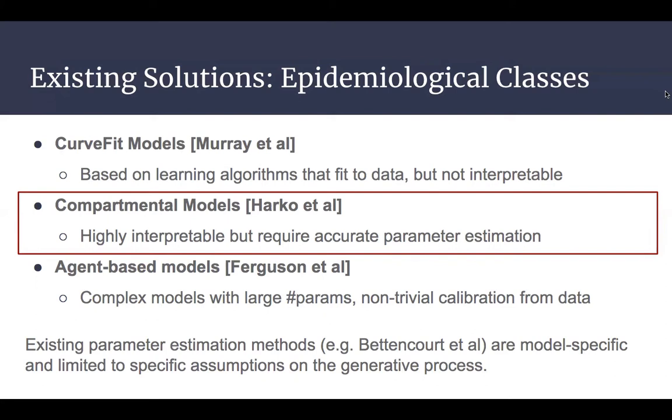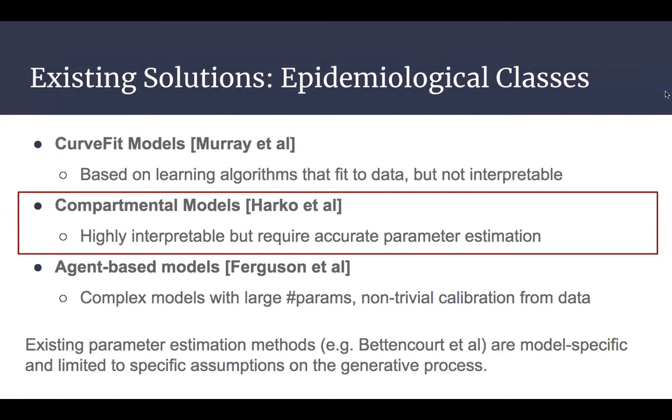The second category of models is compartmental models. Here, the whole population is divided into different compartments based on the stages of the disease, and people move between the compartments at some rates. Examples of such models are SIR and SEIR. The benefit of this family of models is their parsimonious and interpretable nature. They don't have a large number of parameters, but their parameters need to be accurately estimated. The third category is agent based models, which capture behavior at the level of an individual agent. These tend to have a lot of parameters, which makes them non trivial to calibrate with real data.